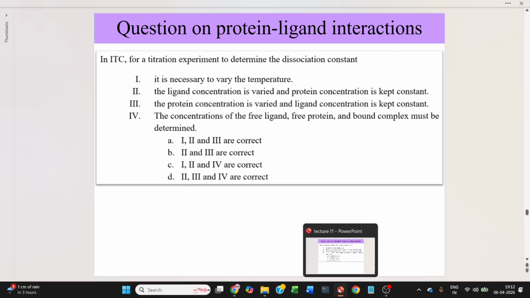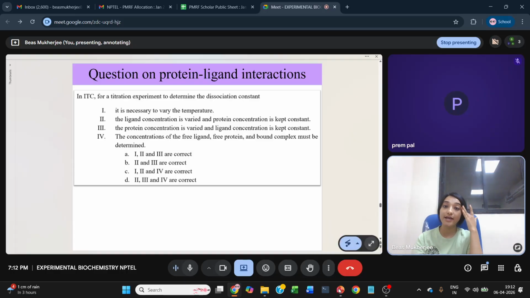Okay, now we go to the next one. In ITC, for a titration experiment to determine the dissociation constant Kd, it is necessary to vary the temperature; the ligand concentration is varied and the protein concentration is kept constant; the protein concentration is varied and the ligand concentration is kept constant; or the concentrations of free ligand, free protein and bound complex must be determined. So which do you think is the right answer?